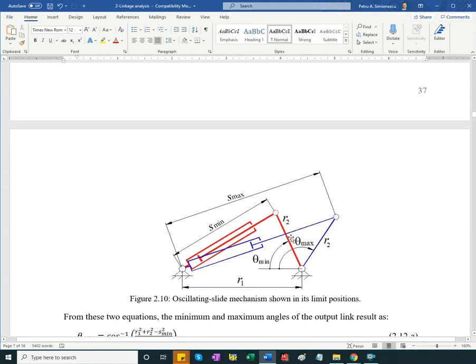Okay, so let's look at the oscillating slide. There's no time ratio defined for this mechanism because it's not crank driven. It's driven from this oscillating slider, the hydraulic or pneumatic cylinder that expands between a minimum length and a maximum length, and we would like to know what the minimum angle and the maximum angle are, and the difference between the two, that is the angular stroke of the output link, ultimately.